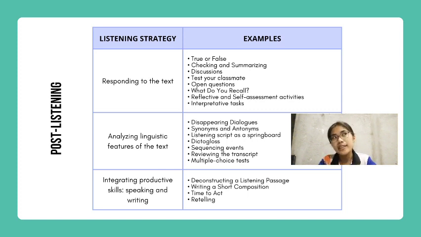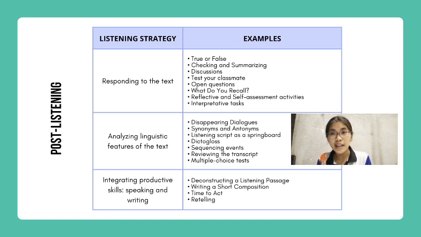So, after listening to a certain passage, the teacher may provide an activity to the students for them to sequence events. So the events will probably be disarranged or they will not be in order, and then the students will be asked by the teacher to arrange them according to the sequence of how they occurred in the passage they have listened to.